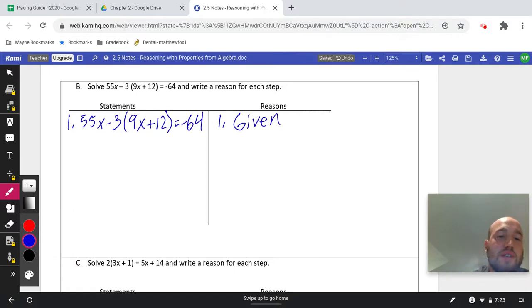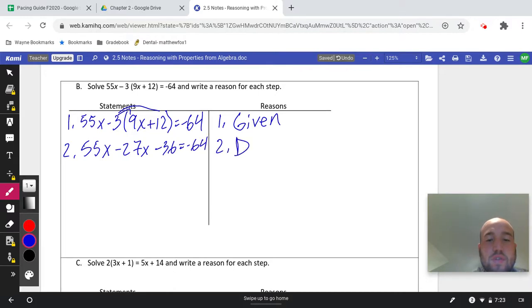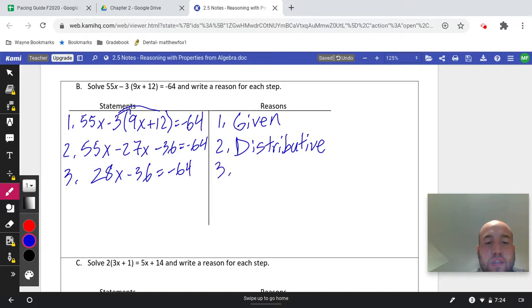Now, on this one, the next step, we're still going to have 55x. We got to distribute that in there. So minus 27x minus 36 equals negative 64. And that is our distribution or distributive. All right, step 3. So 55x and the negative 27x, they're on the same side. So when we combine those together, we're going to get 28x minus 36 equals negative 64. And that is CLT, or combined like terms, because we are just combining them together.